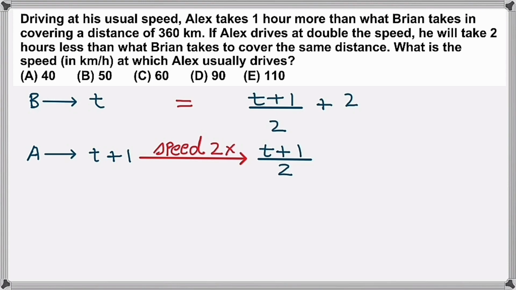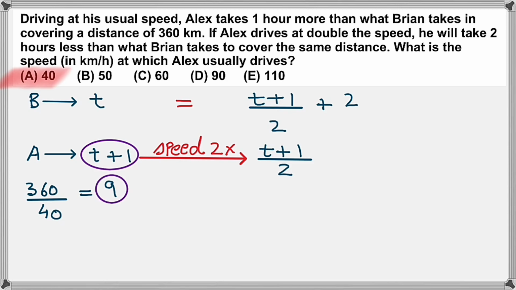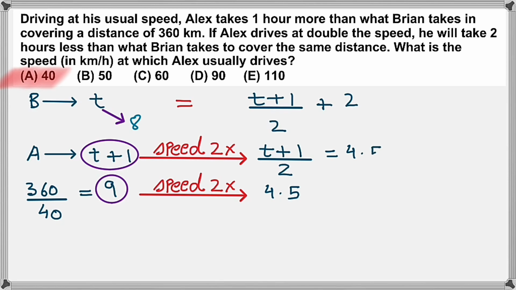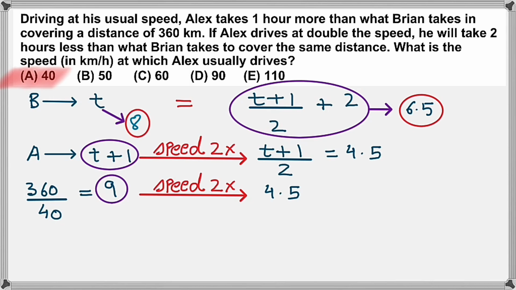So let's check option A first. We divide 360 by 40 and we get 9, which becomes Alex's usual time to cover the given distance. Brian, who takes 1 hour less, would take 8 hours to cover the same distance. If Alex doubles his speed, he takes half the time, that is 4.5 hours, and at this speed, he takes 2 hours less than what Brian takes. So Brian's time would accordingly be 4.5 plus 2, that is 6.5 hours, which is not the same as what we got earlier. So this answer choice can be eliminated.